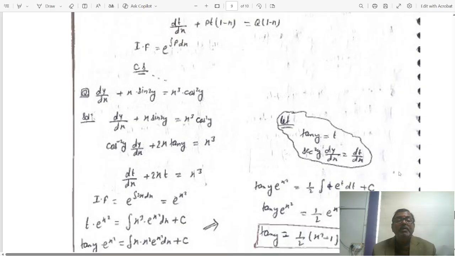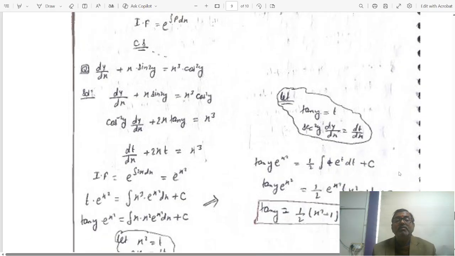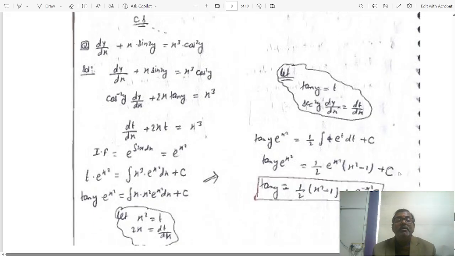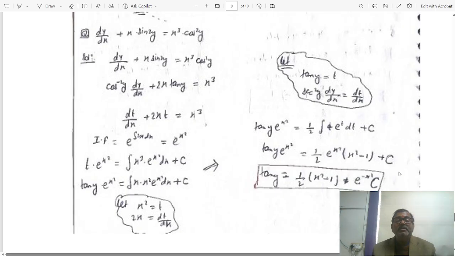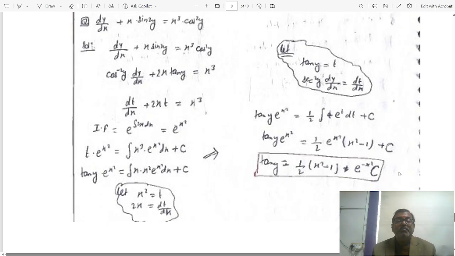Another example: dy/dx + x sin 2y = x cube cos square y. So first we divide by cos square y on both sides, so we can write this as sec square y dy/dx plus 2x tan y equals x cube. Now here, dt/dx plus 2x t equals x cube. The integrating factor is e to the power ∫2x dx, e to the power x square.